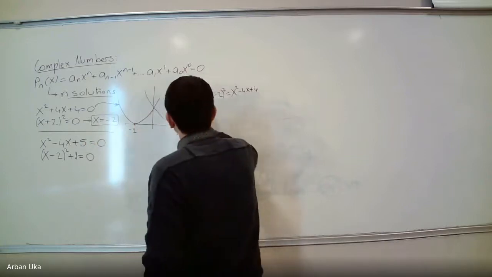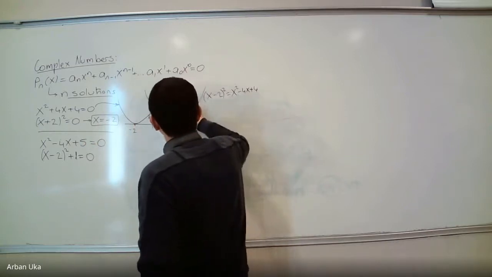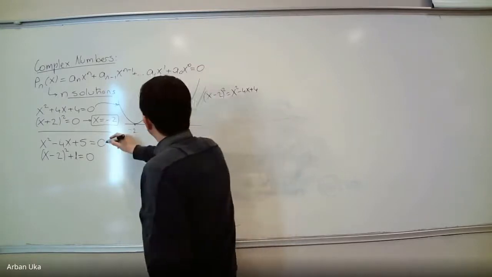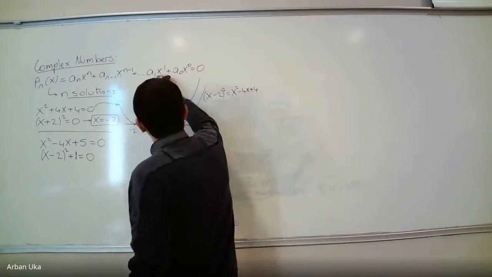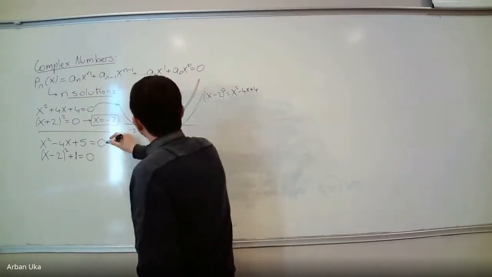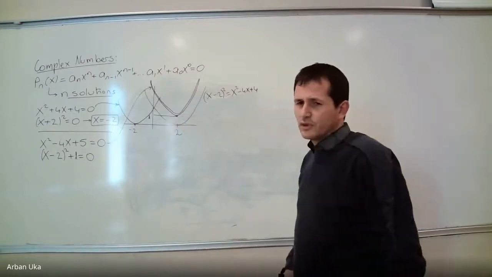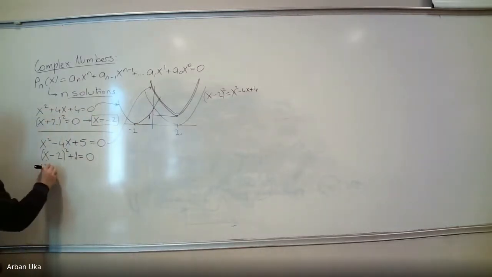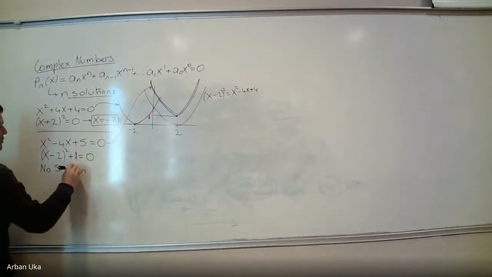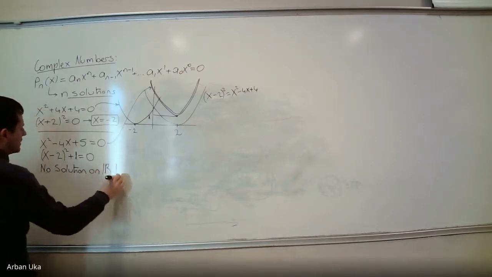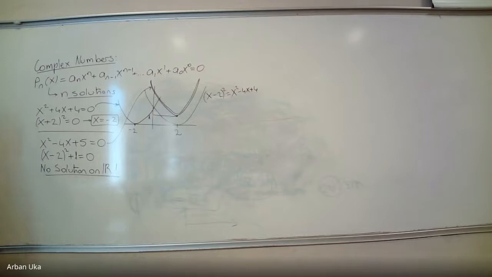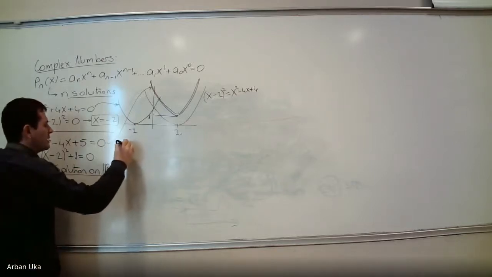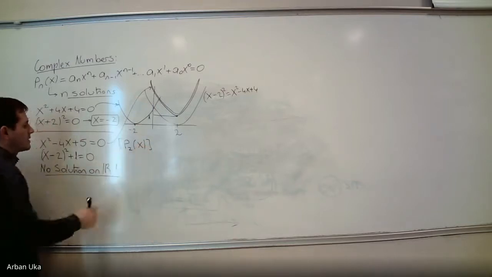Now, if we have plus 1, we lift this whole parabola like this. So this function looks like it has no root in the real number space. We can say that this has no solution on the real number space. This is for sure, and we have nothing to do about it, but we are still looking for two roots, because it is of the second order. So we can denote this as p2 in x, a polynomial of second order in x.